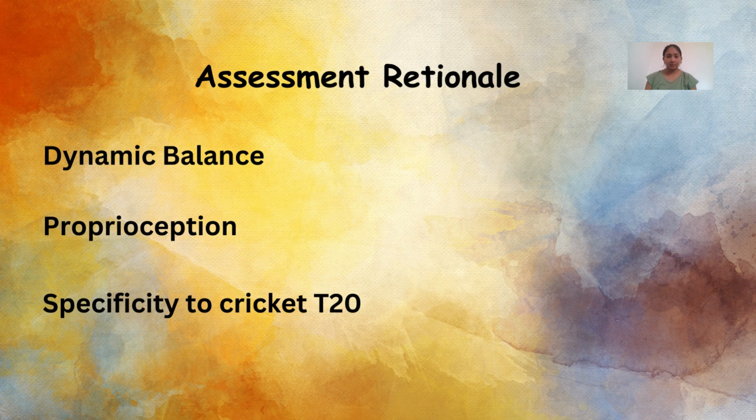Second is proprioception. Closing the eyes removes visual input, relying solely on proprioception, the body's sense of its position in space. This is crucial in cricket, where players often need to react to the ball or change direction without visual cues. Third is specificity to cricket T20. Fielding: maintaining balance when quickly changing direction. Batting: stability during shots, especially on one leg during lofted shots. Running: stability during quick sprints and changes in direction between wickets.